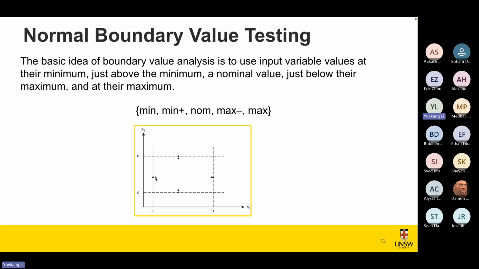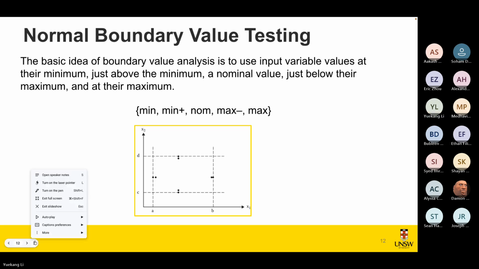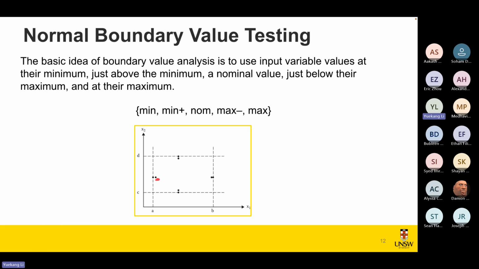And same for this one. What is the value of x1 here in this dot? Can you see my cursor? What is the value here? It's minimum plus for x1, right? And because x1 is taking an extreme value, x2 must be normal. And it's the same for all the other dots.